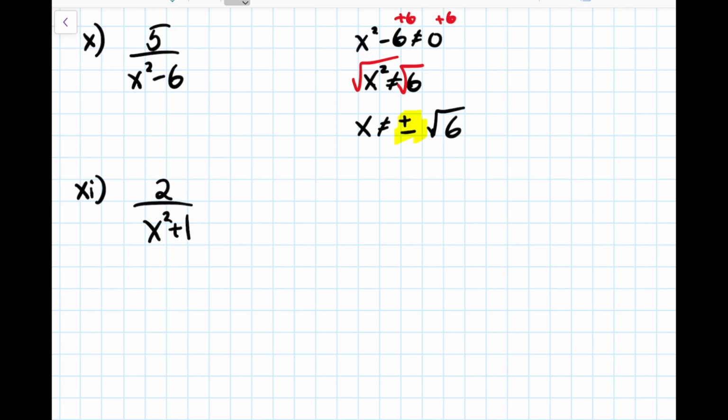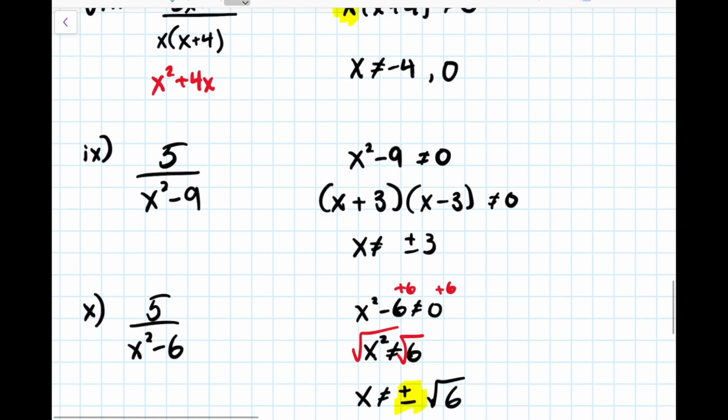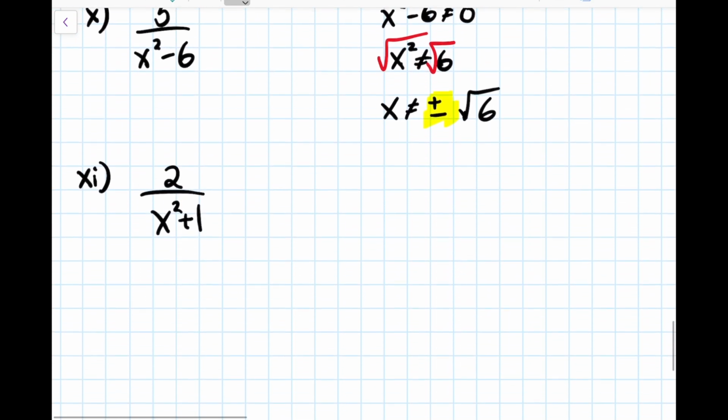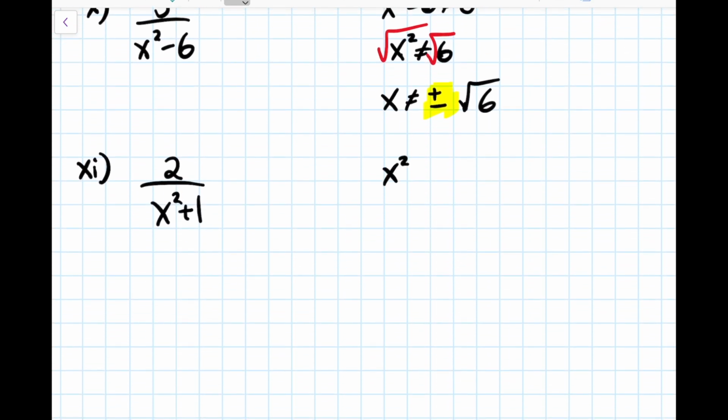Similar idea. This is not a difference of squares because it's being added instead of subtracted. So we can't factor it the same way we did example 9 up here. So let's try isolating it and see what happens.